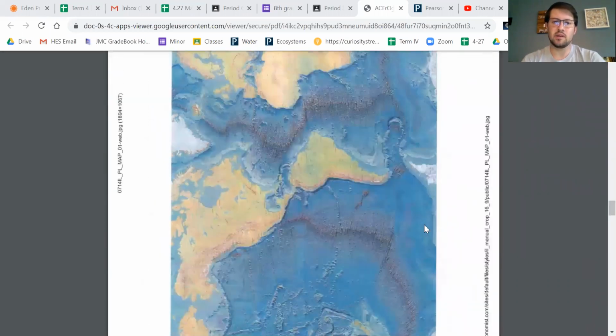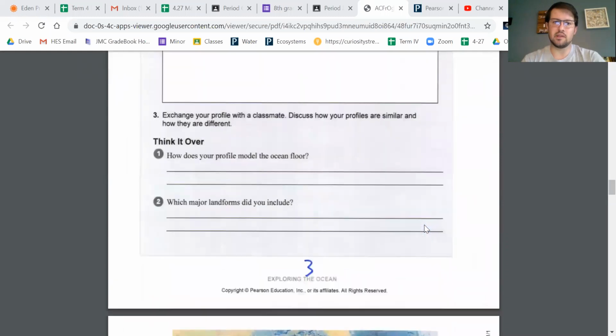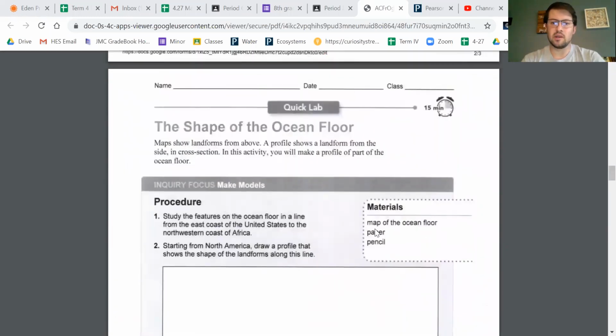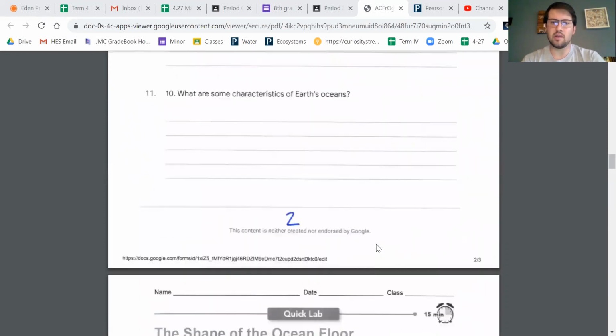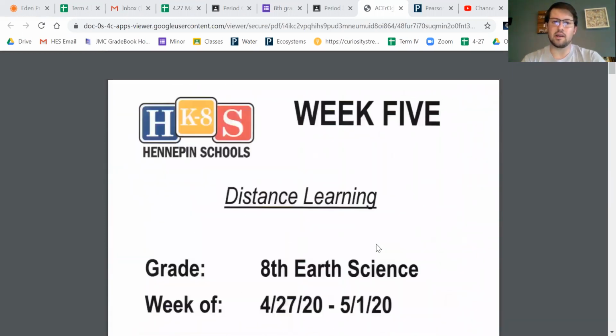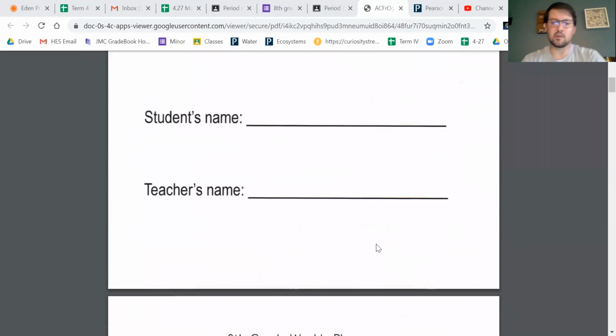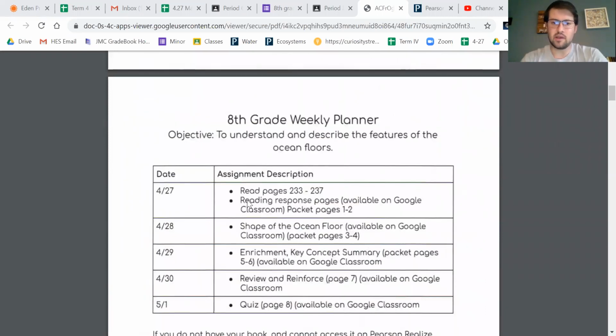So the enrichment. I'll talk a little bit about the lab that I'm asking you to do. You don't need any special paper or materials other than what you have with you. And then the first couple pages are your reading response. You should have read the reading assignment, pages 233 through 237, this week, and finished the reading response packets. I'm not posting it on the Google Classroom.